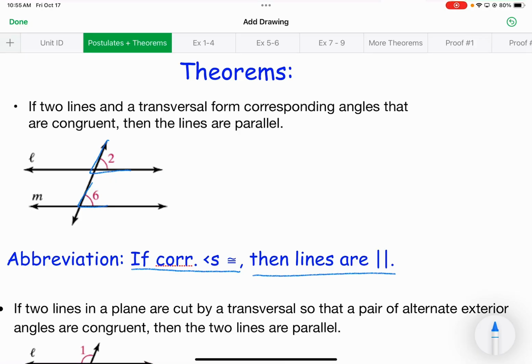I guess you could do corresponding angles congruent implies parallel lines. So if you wanted to abbreviate it like this, I'm cool with that as well too. I know you guys are always trying to find the shortest way to write something. Let me hear your ideas, Dom.